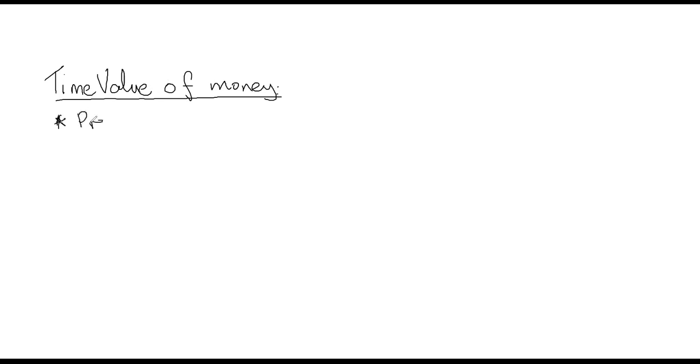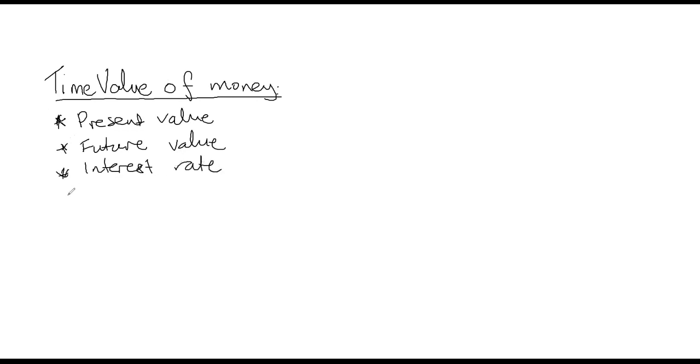I'm going to explain what we mean when we say present value of money. I'm also going to take you through what we mean when we say the future value of money. I'm going to explain what we mean when we say interest rate. Interest rate can also be called a discount rate, and it can also be called cost of capital. I'm going to explain what we mean by this.